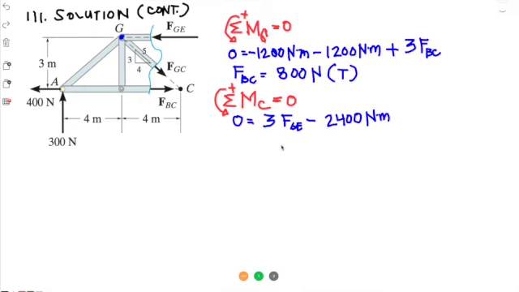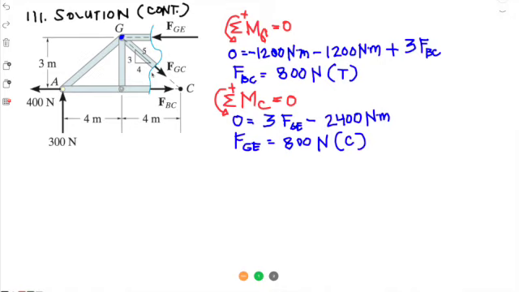So what's left? Manipulate this equation, transpose the negative 2400 to the left side, and FGE is 2400 divided by 3, that would be 800 newtons. And it's positive, so it means that our assumption is correct. So that's 800 newtons. And what is FGE doing? It's compressing joint G. So it's a compressive force. Compression. Okay, so now we have two knowns.